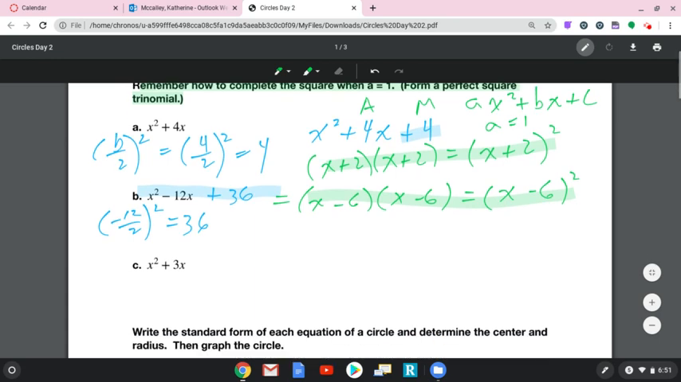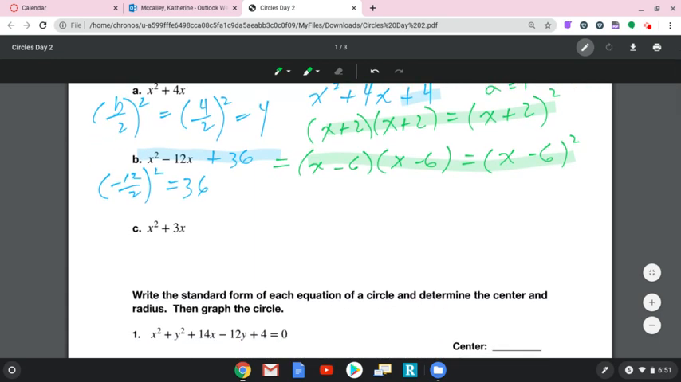Now, the last problem, I'm still doing the same concept. The only thing is I'm going to actually be working with a fraction here, and that is fine. If I take a look at my problem here, I'm going to take B, which is 3, divide it by 2, and square it. Don't put it into decimal. Just work with that fraction. 3 squared is 9. 2 squared is 4. So I'm going to add 9/4 to both sides. This here would be my perfect square trinomial.